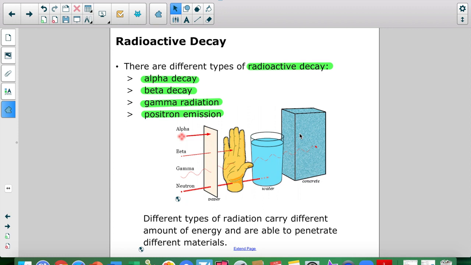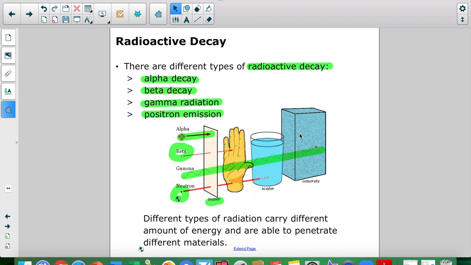As you can see in this diagram over here, not all of them carry the same energy. The alpha radiation is the one that has the lowest energy. That's why we can stop it with a piece of paper. And then the gamma radiation is the one that has the highest energy, and that's why even if we have a piece of paper, a hand, water, and concrete, it will still go through, because it's high energy radiation, very dangerous. The higher the energy, the more danger it has. And then in between, we have the beta radiation and then the neutrons or the positron emission. You're going to learn that in a minute.